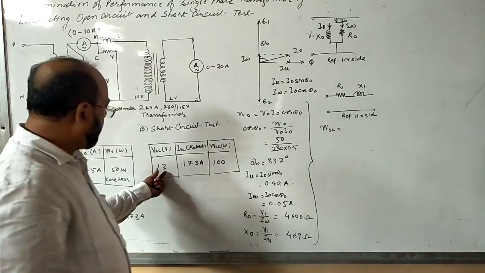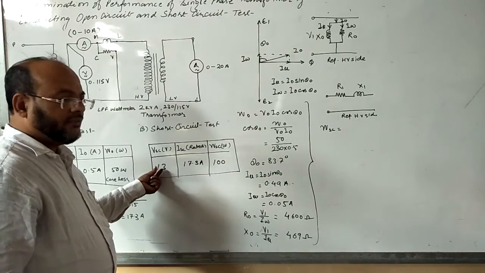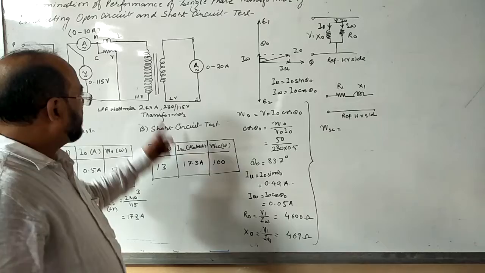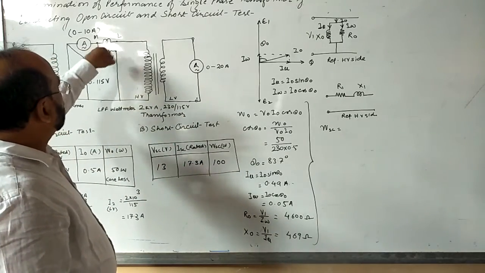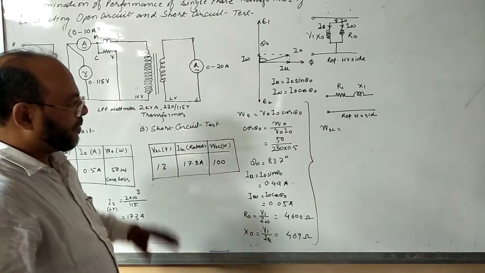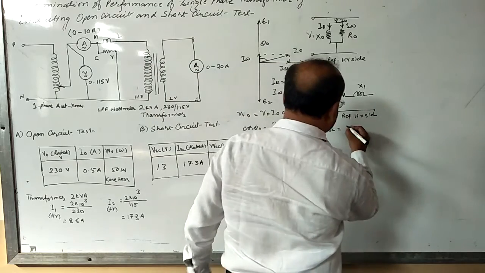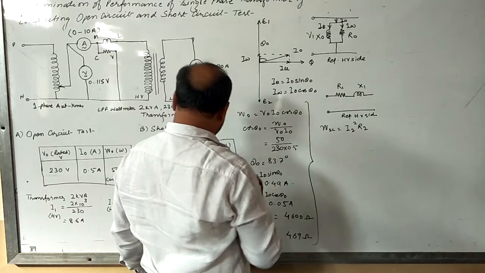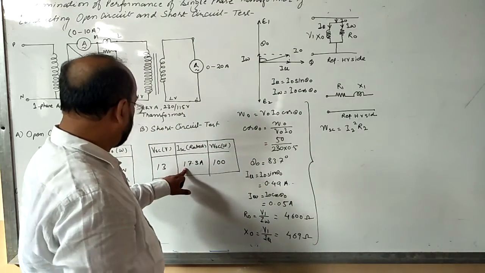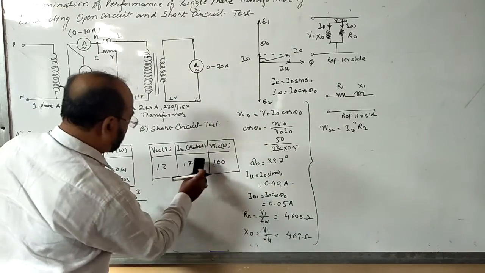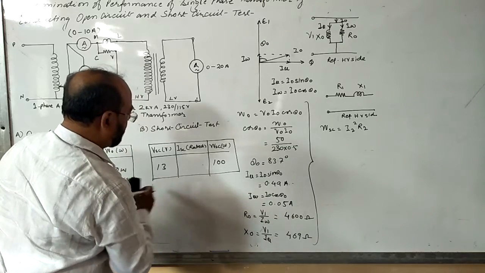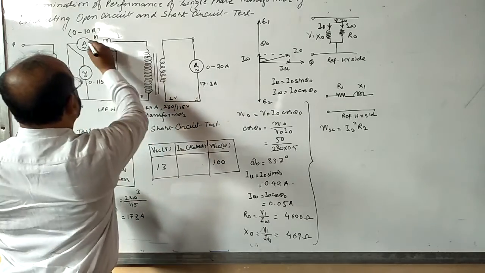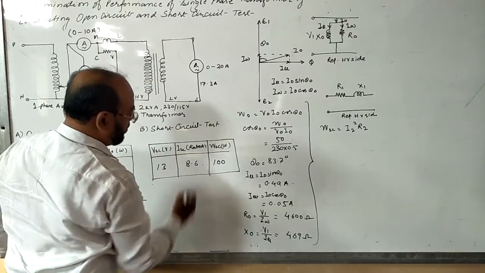Here the voltage across the primary is very small, so iron losses are negligible, so we neglect the iron losses. Whatever power is shown by this wattmeter is because of the copper losses. So because of these copper losses, it is I2 square R2, isn't it? It is I2 square. This is the short circuit current in the primary side. It is 8.6 only. This is 17.3 ampere, whereas in this case it is 8.6 ampere.